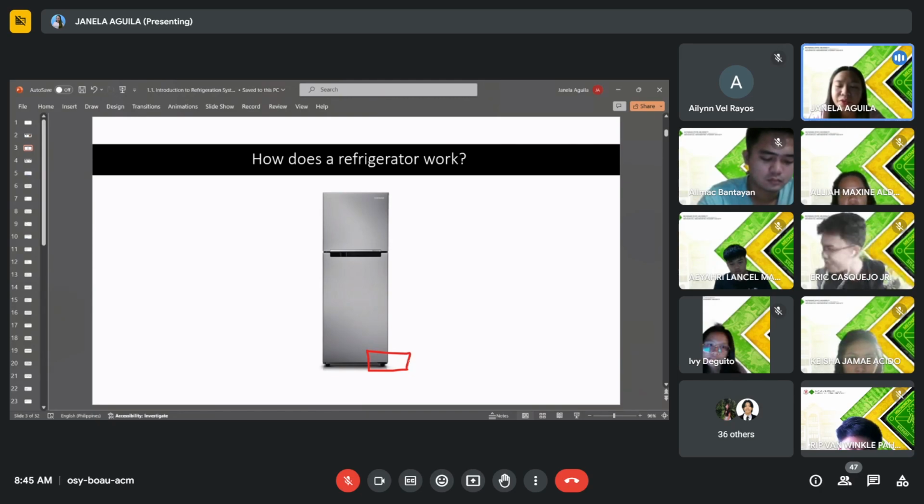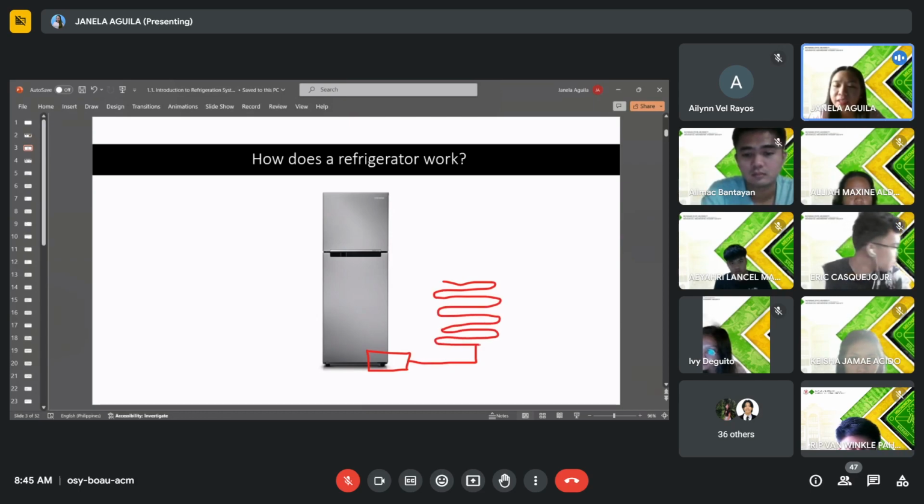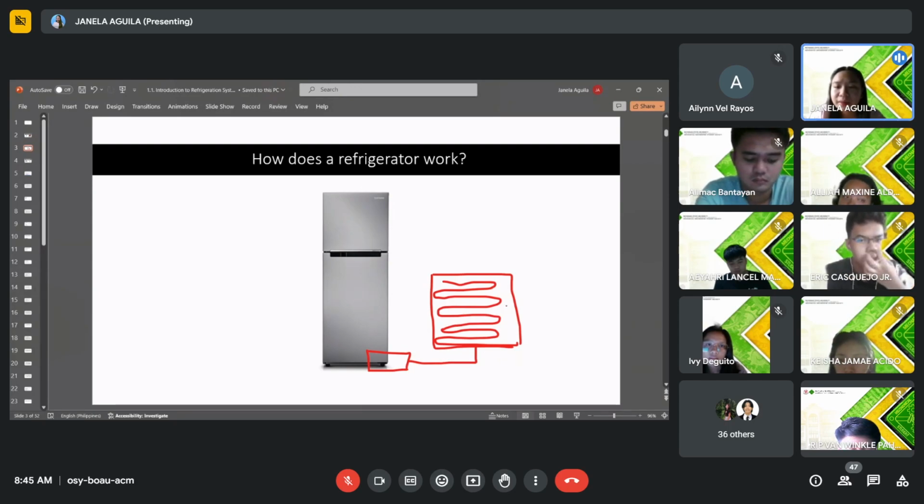The high pressure and high temperature refrigerant will enter the condenser. So this is what it looks like at the back of our refrigerator. That is the condenser. And once the refrigerant enters there, the coil together with the relatively cool air outside of our refrigerator will convert the refrigerant into liquid state. So the heat of our refrigerant is released into our atmosphere.